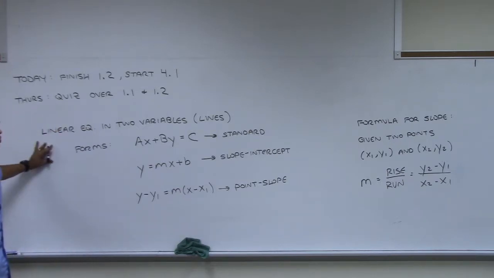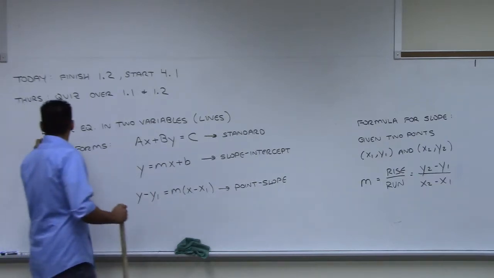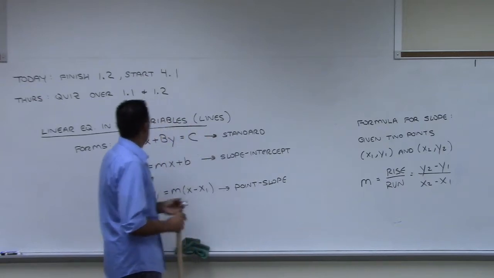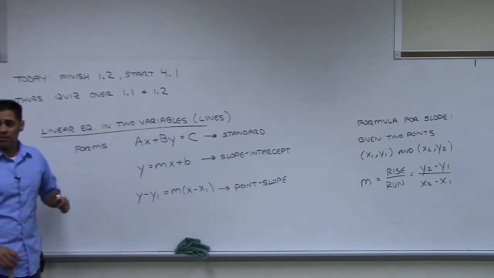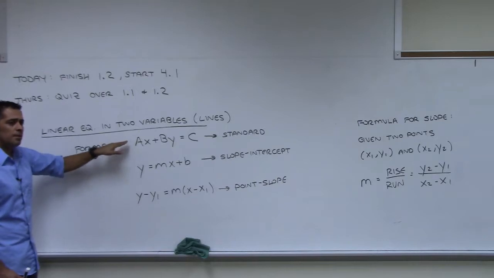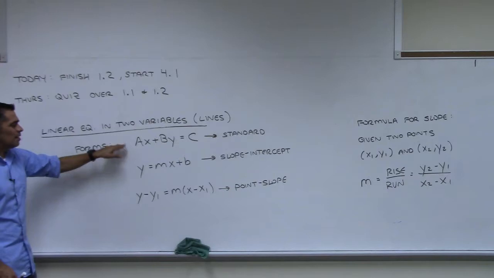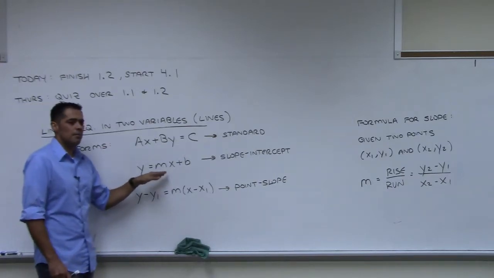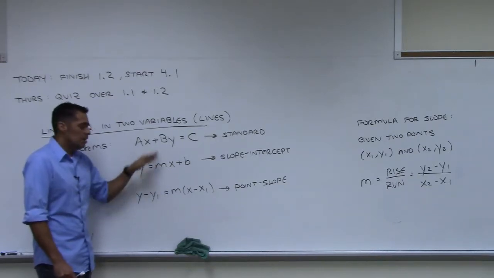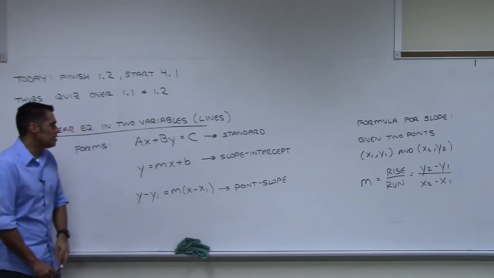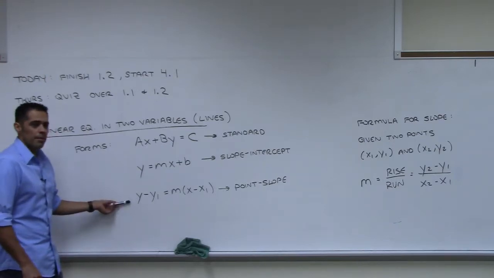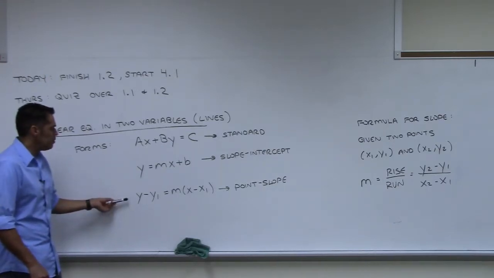Now we're going to finish up what we were discussing about lines. Remember, linear equations in two variables, those are lines. We have three different forms of lines. We talked about the first two, the standard form and the slope-intercept form. The advantage of slope-intercept form is that it's easy to graph, but you can graph them either way. We did not talk about the point-slope form, which is what I'll pick up with right now. So go ahead and jot this formula down.